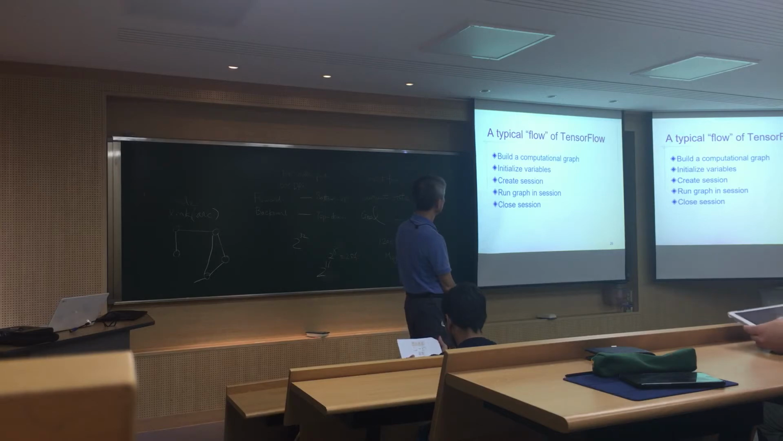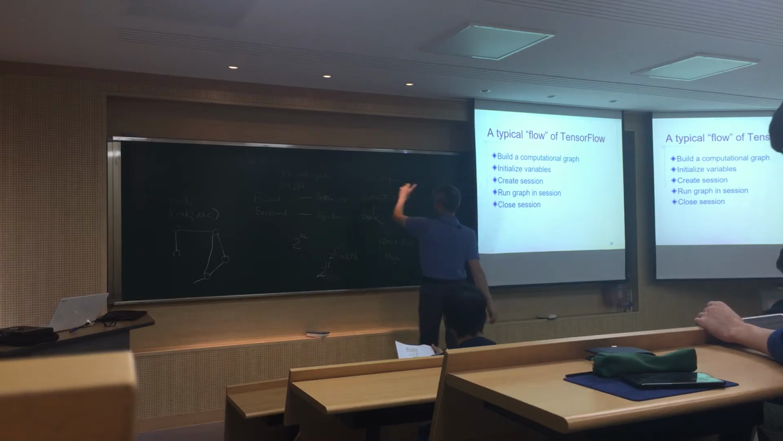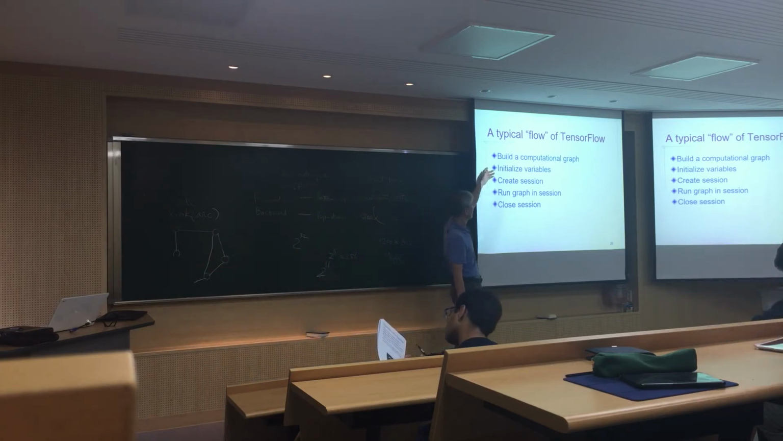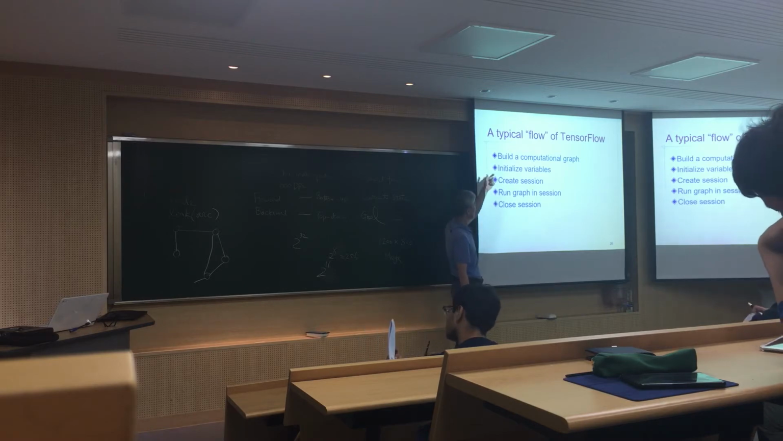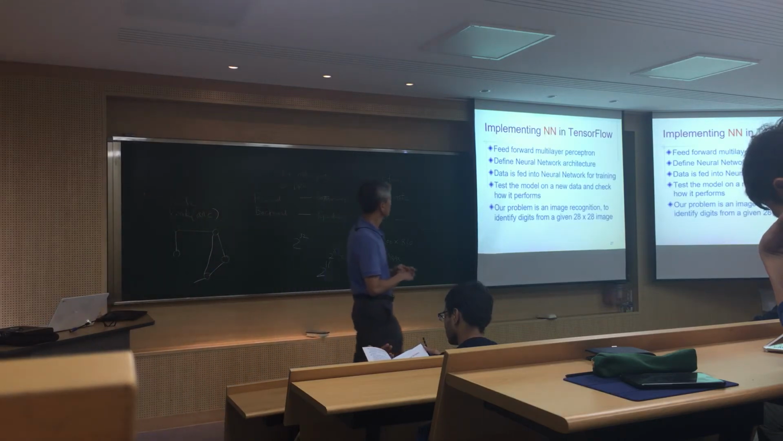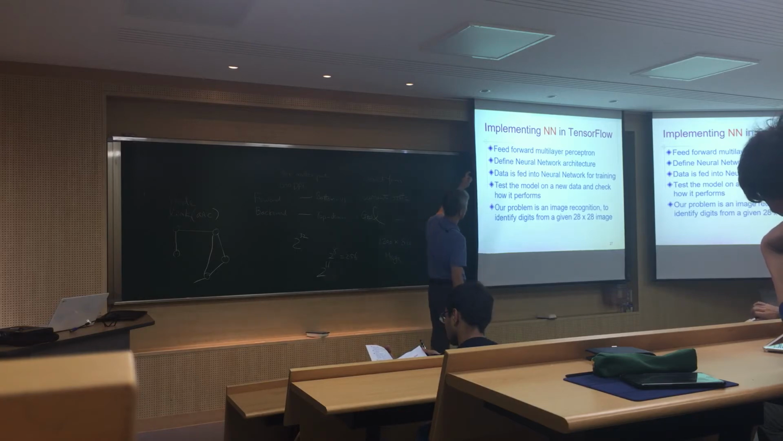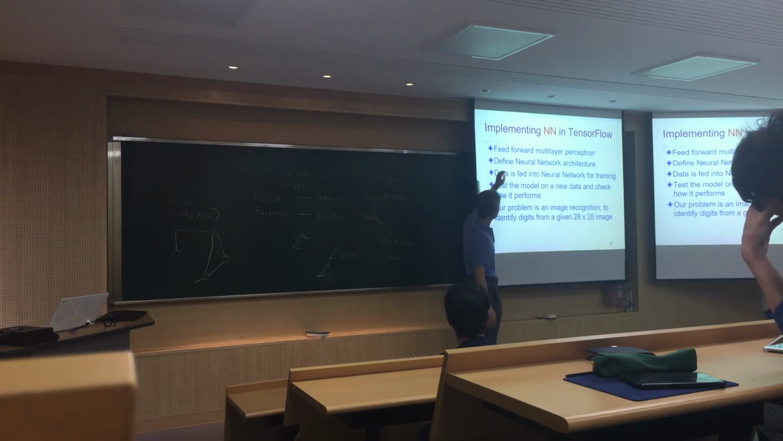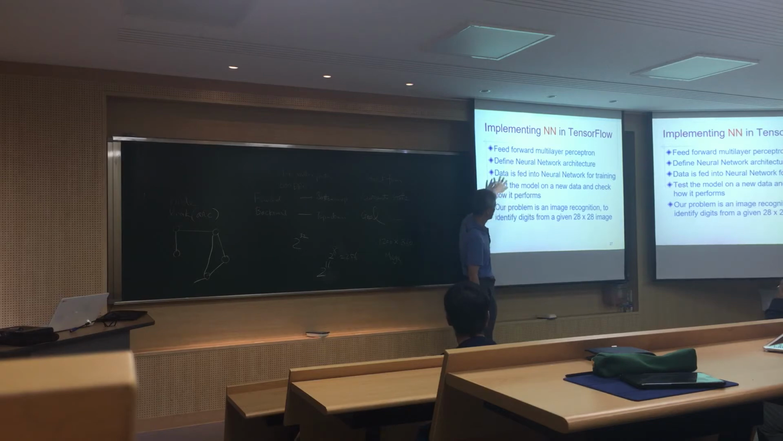Right? Flow, what is flow? It is a kind of computational graph. A neural network is a computational graph. You should initialize a variable. Variables are in nodes and arcs, and you create a session, and you run the graph in the session. I don't know what a session is. Then the tensor graph has such a name. And implementing it, feedforward. Feedforward is convolutional, right? Convolutional, multilayer perceptron. Multilayer. Hidden layers. So you should define the architecture, and data goes into the neural net for training and then testing on new data.